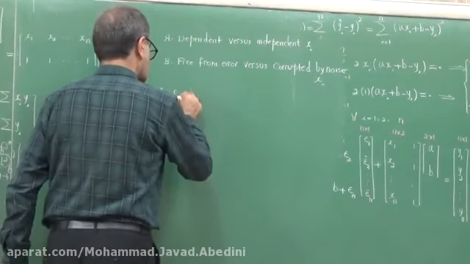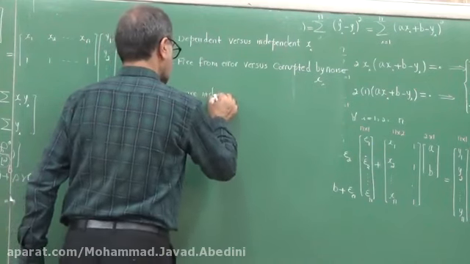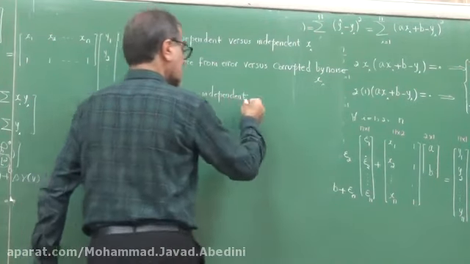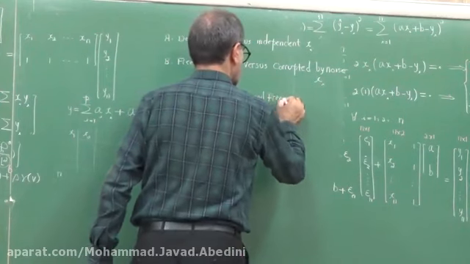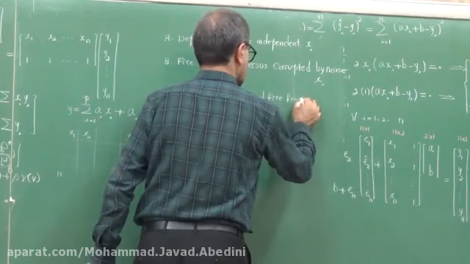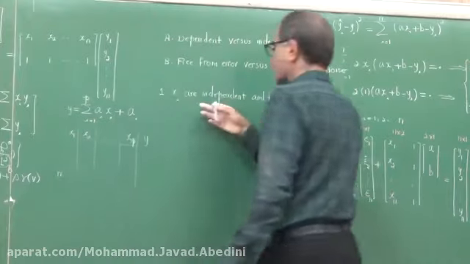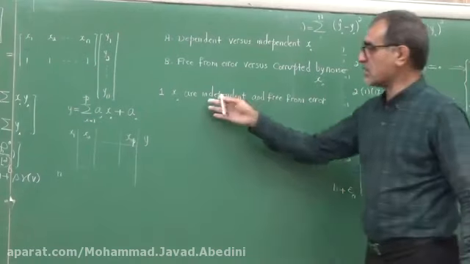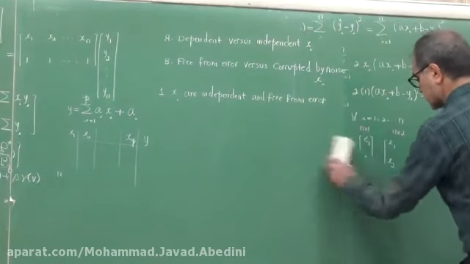xi are independent and free from error. آقای مهندس این گزینه همون OLS. این گزینه که x ها مستقل از هم باشن و به خطا هم محدود نباشن OLS.